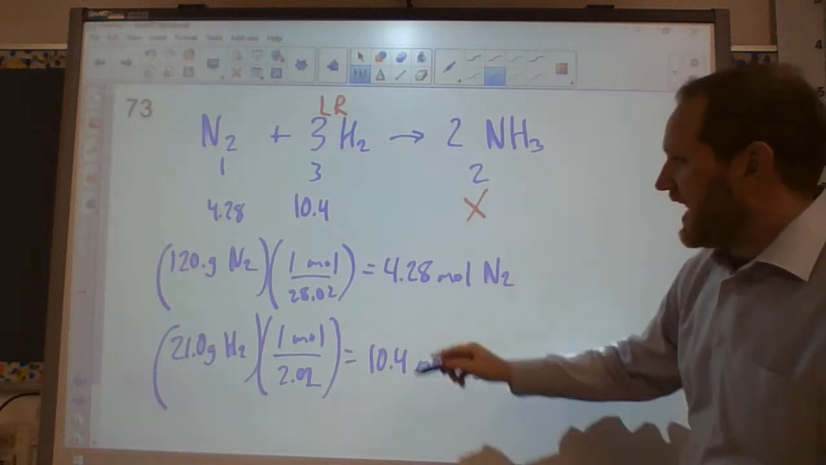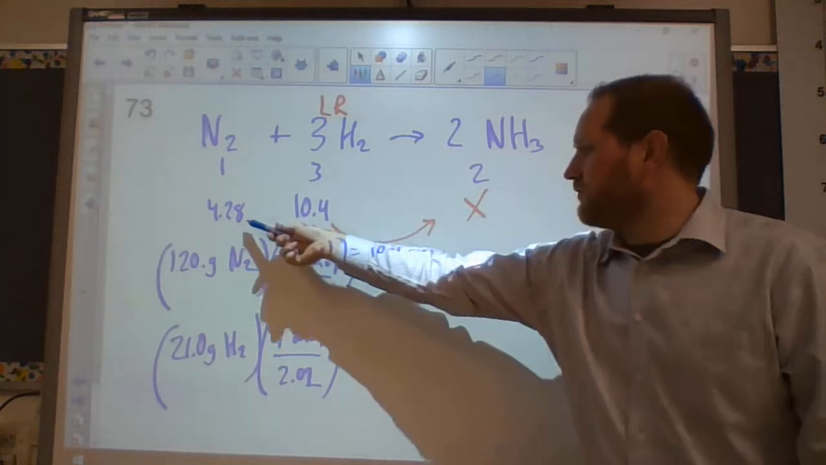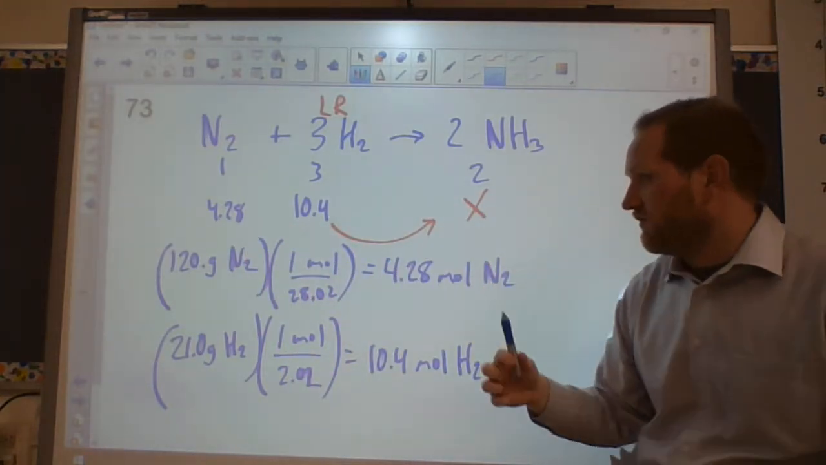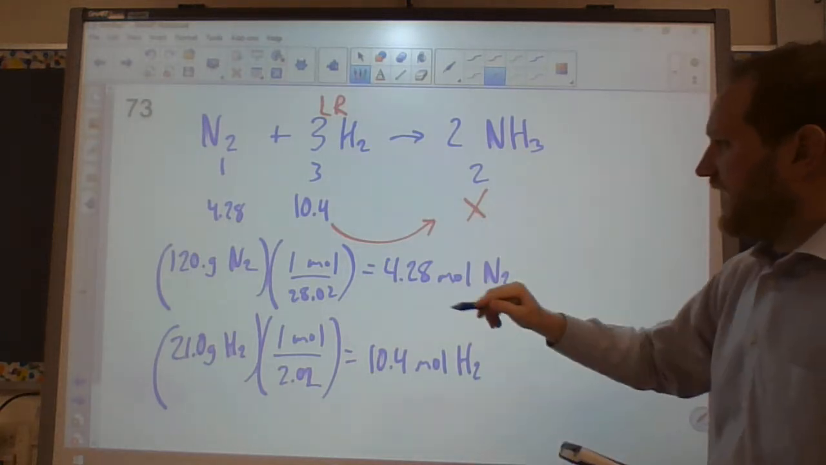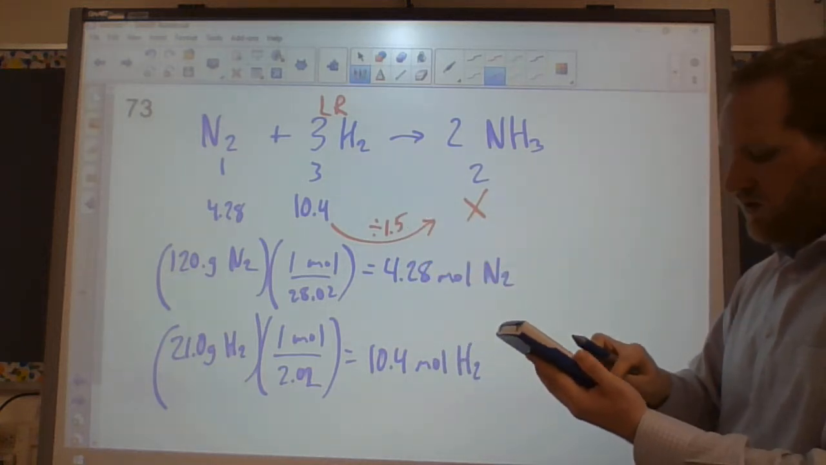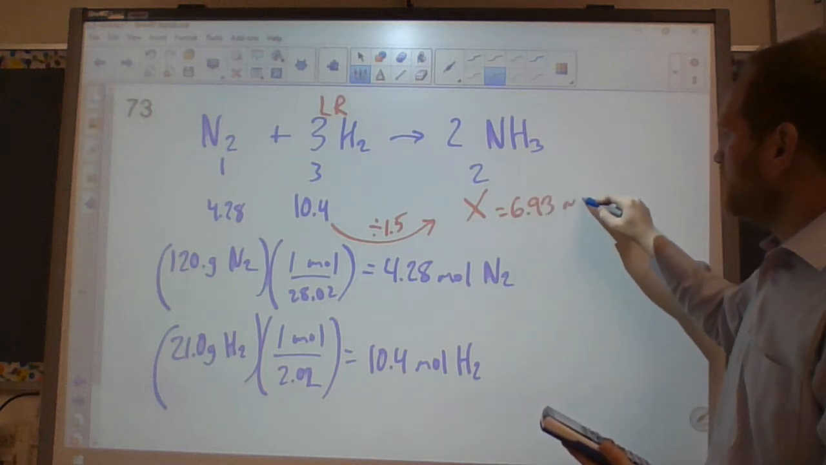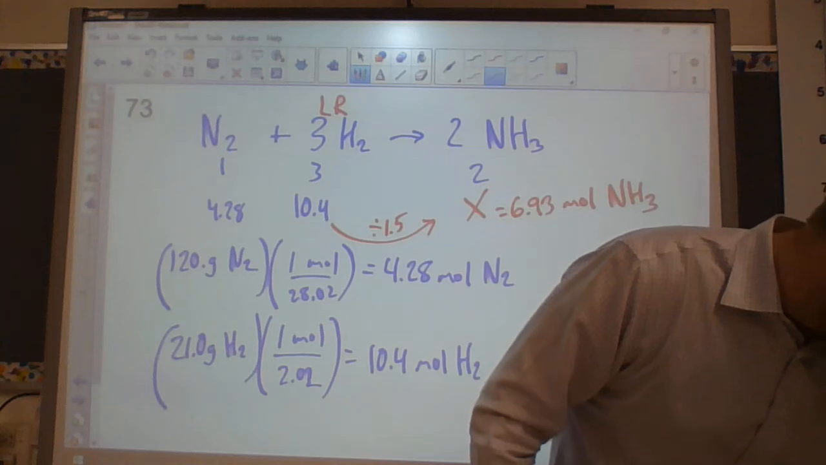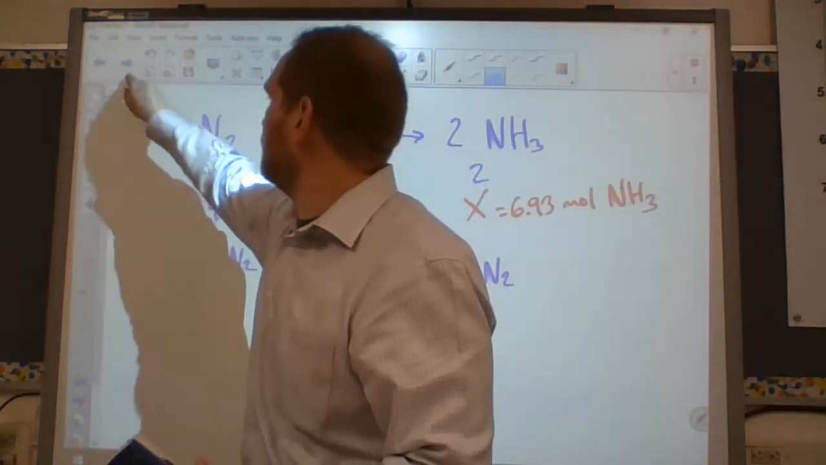And now that we have the limiting reactant, this is the one we're going to use. If we used the nitrogen, it would be a nice easy 1-to-2 ratio, but you would get the wrong answer because you don't have enough of this. So 3-to-2 mole ratio, I'm going to divide this by 1.5, or you can cross multiply. So I got 6.93 moles of NH3. I believe that's what it asks for. Yeah. Okay. 74.